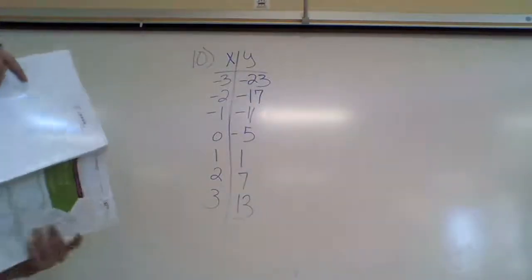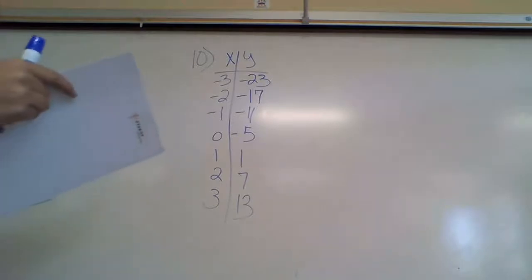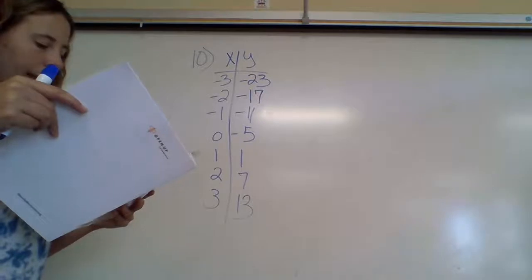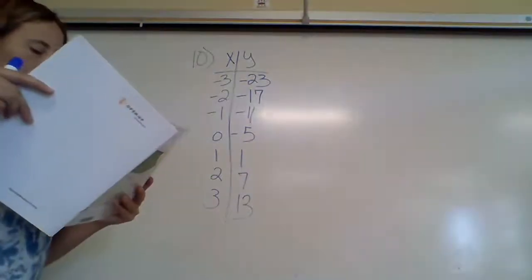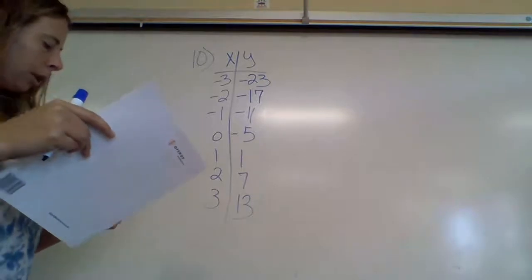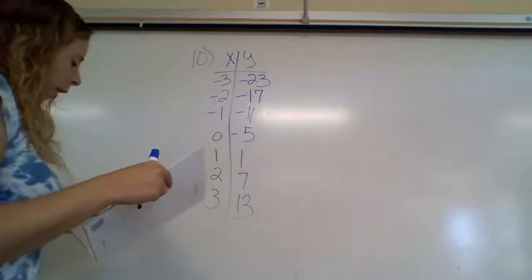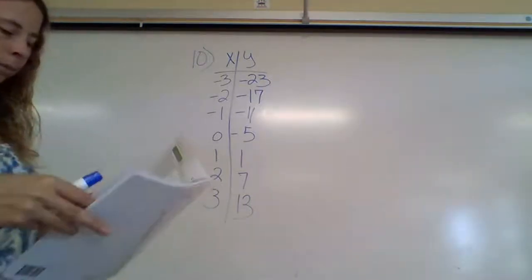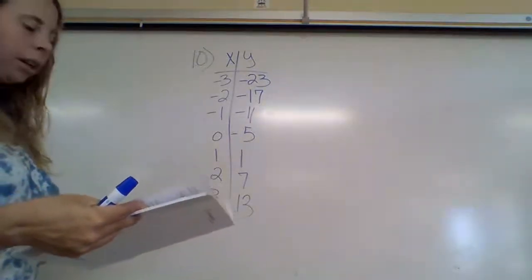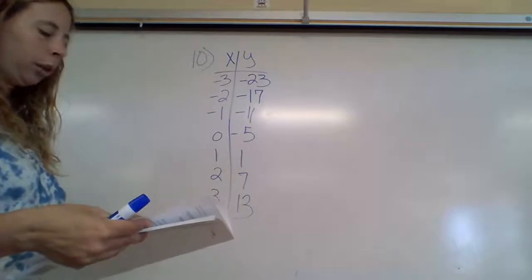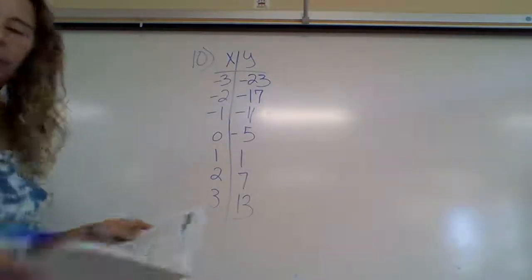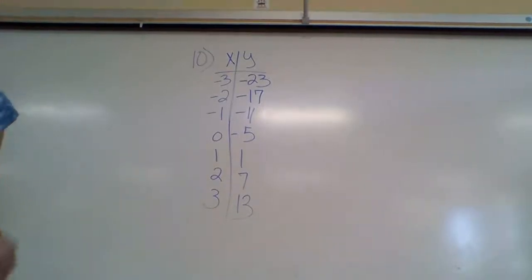Okie dokie, this is number 10. So it says, use first and second differences to identify the pattern in the tables as linear, quadratic, or neither. Write the recursive equation for the patterns that are linear or quadratic. I'm going to give you a hint here. They're all either linear or quadratic. None of them are neither. Okay, so here's number 10.